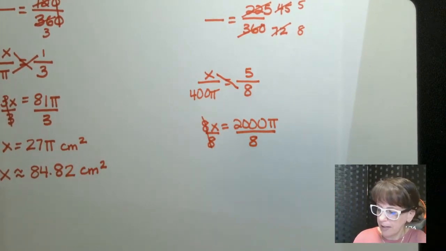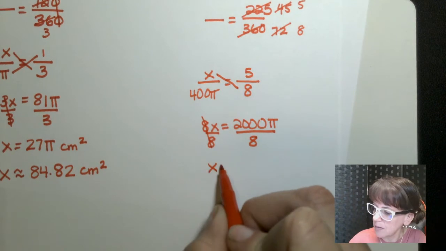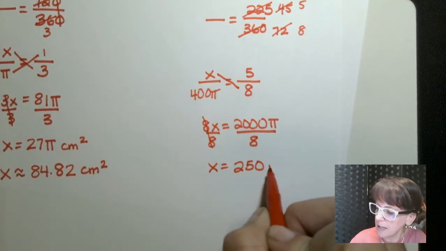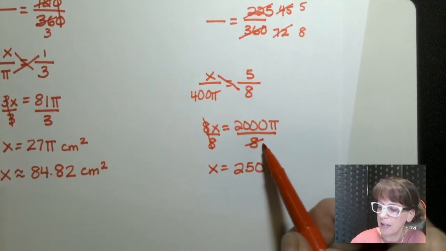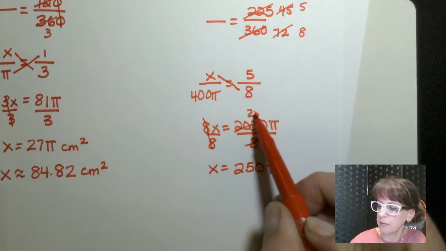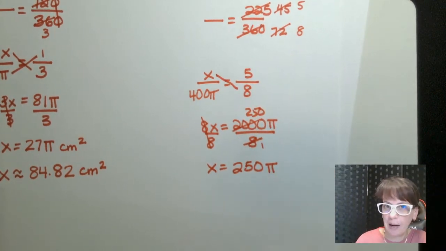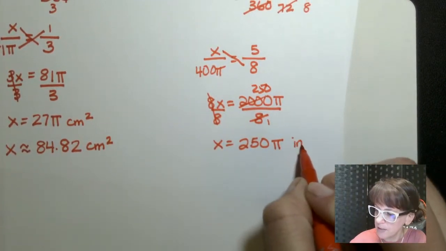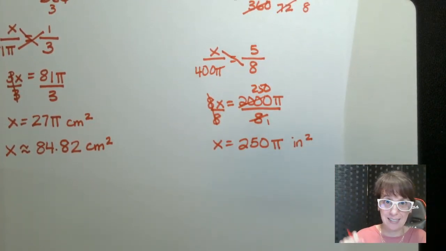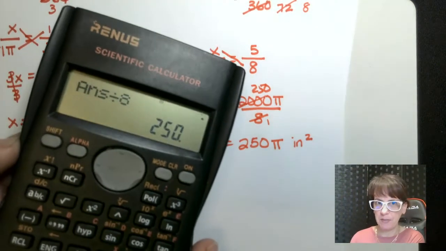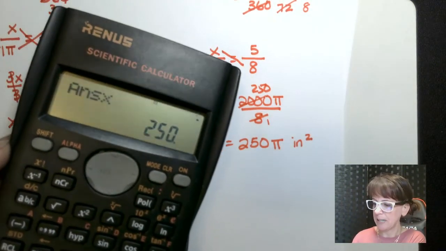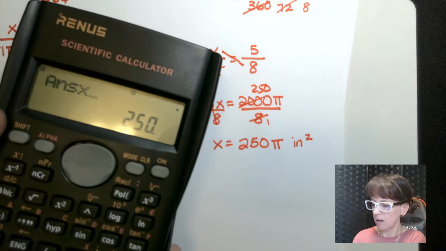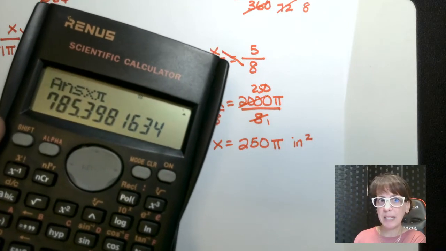So when I do that, I end up with x equals 250 pi. Divide this by 8, you get 1. Divide this by 8, you get 250. So we have 250 pi, and don't forget we're talking about inches squared. So the area of that sector is 250 pi inches squared, the exact area.